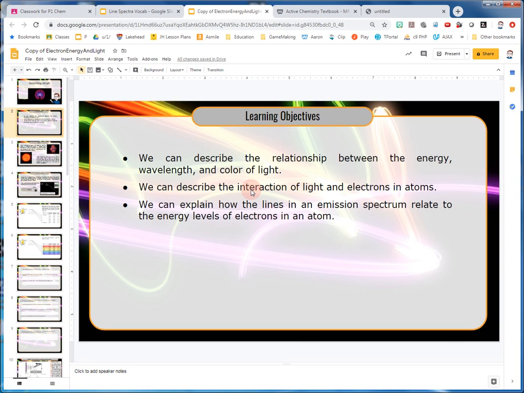And we can explain how the lines in an emission spectrum relate to the energy levels of electrons in the atom. So when we get to that part, we should be looking for a connection between the lines in the spectrum and the energy levels of electrons.